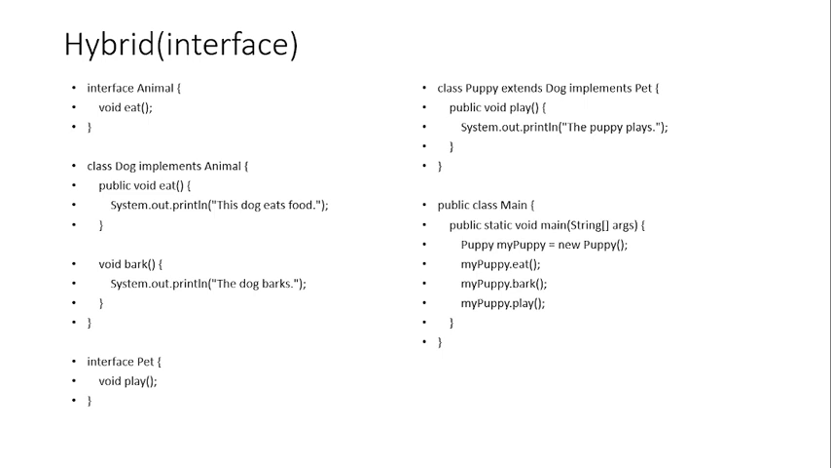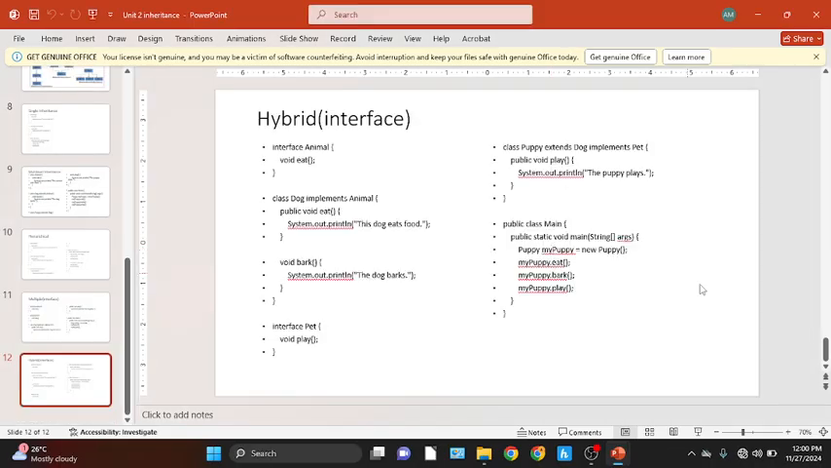So you can see here myPuppy is the object name. With the help of myPuppy, I can call the eat function, I can call the bark function as well as the play function. So this is all about inheritance in Java.